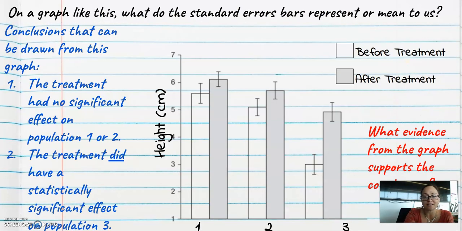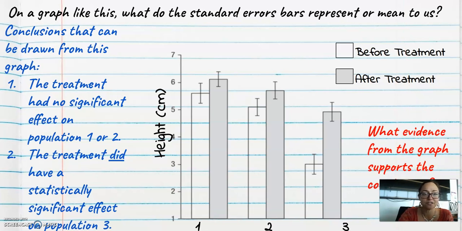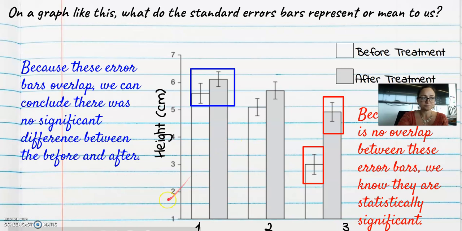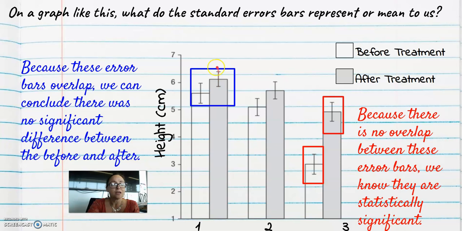When we look at standard error bars, I just got this one from Google Images. But if we pretend that each of these three bar graphs represents fertilizer added to plants, three separate fertilizers, and I'm curious if they support plant growth. In population 1, I see that the standard error bars between the before and after treatment overlap. Right here, there's an overlap between these bars.